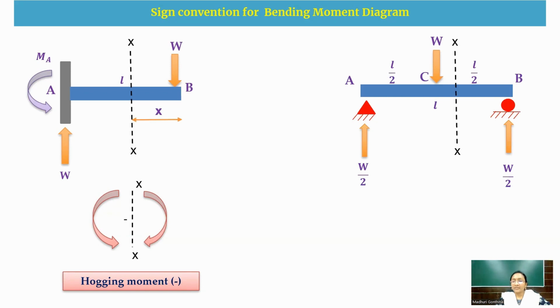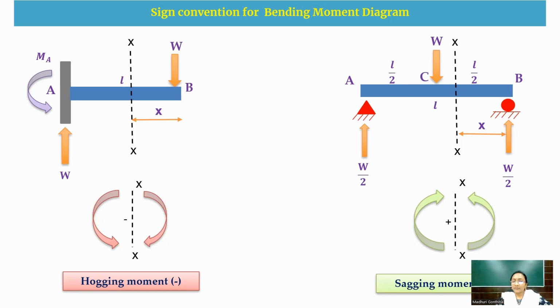Now when we cut a section here, which is at a distance of X from the B support, when the arrows are heading upwards towards the section, it will be a positive value. That means when we consider a section, towards the right hand side, if the moment developed is in anti-clockwise direction, and towards the left hand side, when the moment developed is in the clockwise direction, here you are going to get the positive moment, and this moment we'll call a sagging moment. And this is a sign convention.